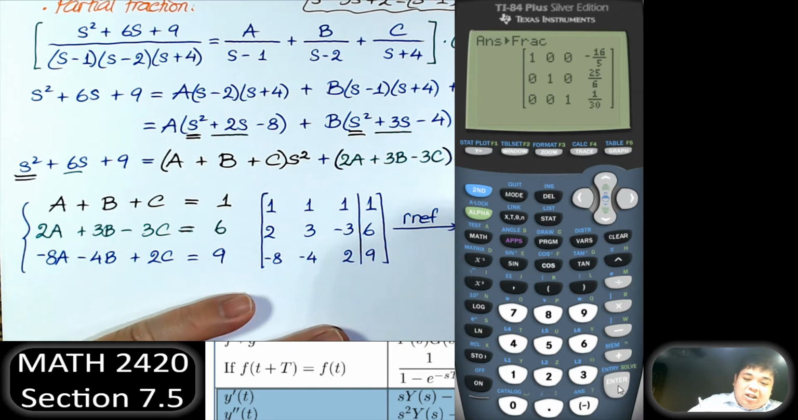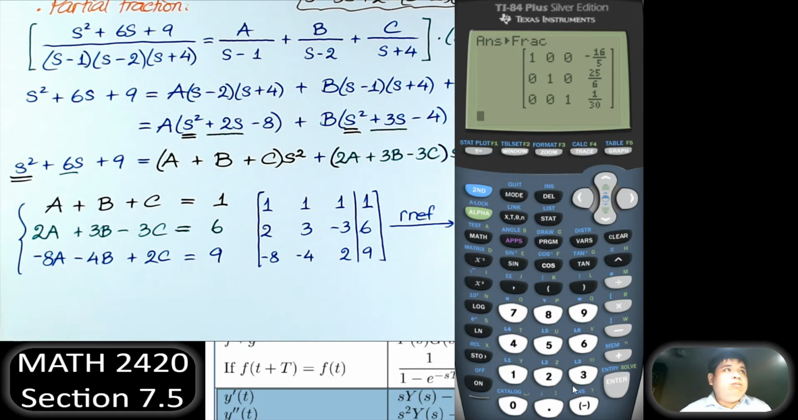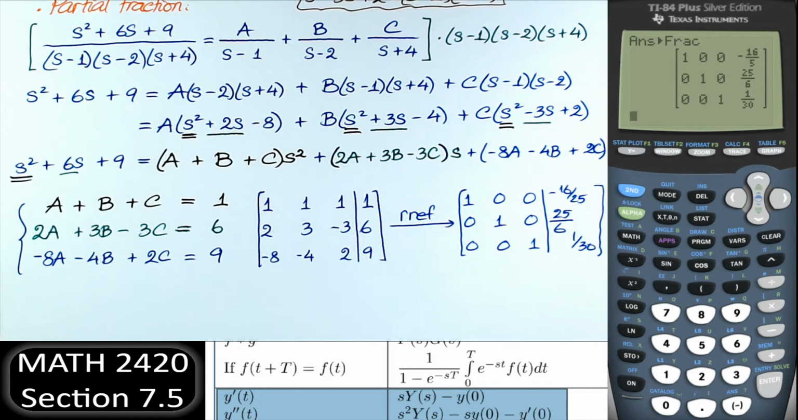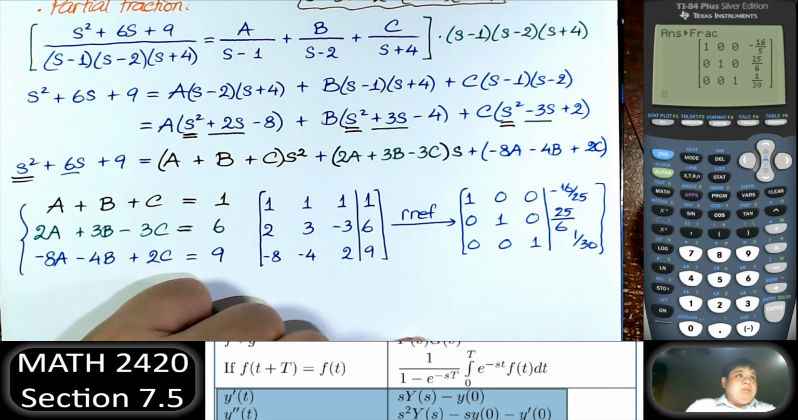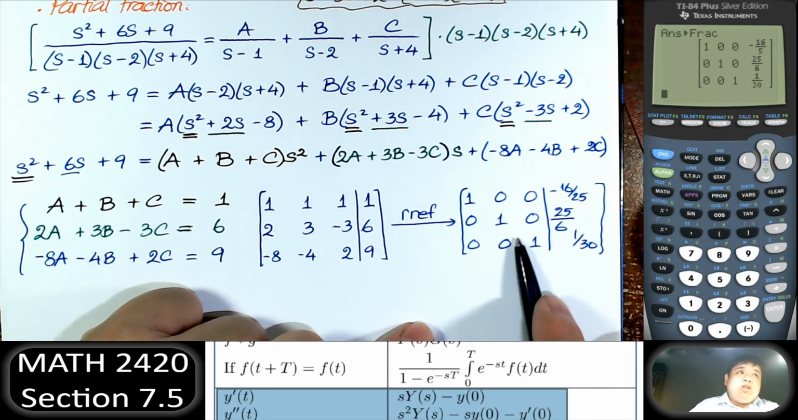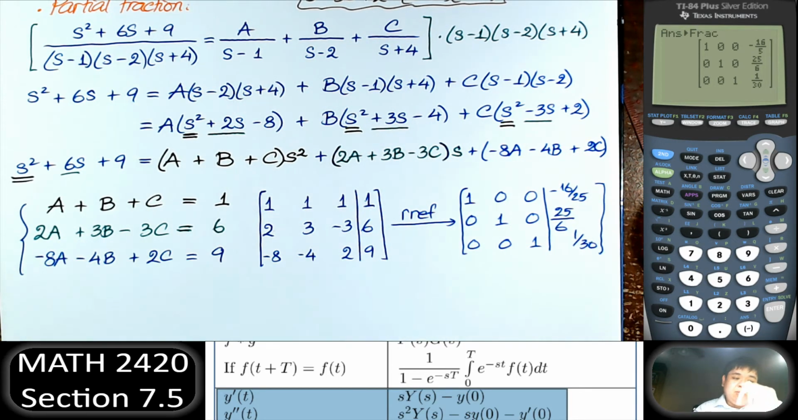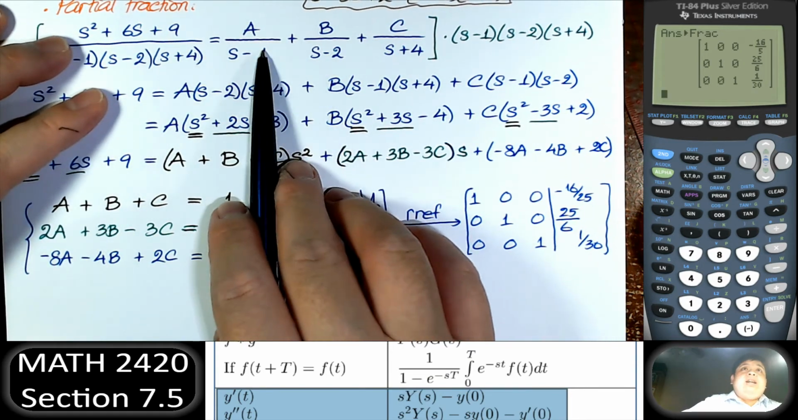We should have the identity matrix on the left, and then negative 16 over 25, 25 over 6, 1 over 30. So that is A, B, and C. Sorry, I have to calculate on the way. Right. So I copy that matrix, identity matrix on the left, and then A, B, and C. With that, we substitute back in here.